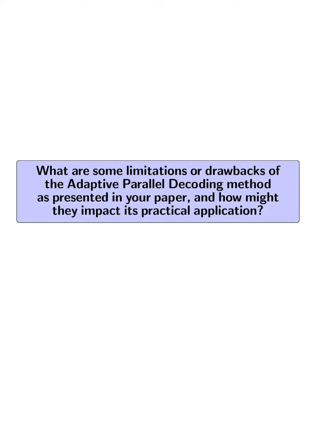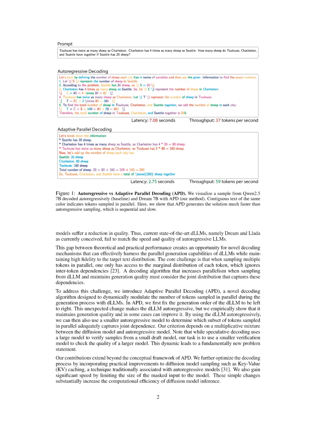What are some limitations or drawbacks of the adaptive parallel decoding method as presented in your paper, and how might they impact its practical application? The adaptive parallel decoding (APD) method, while offering significant improvements in throughput, has notable limitations that could impact its practical application. Firstly, the method relies on a smaller autoregressive model to evaluate the likelihood of sequences, which may not always accurately capture the joint dependencies between tokens, potentially leading to suboptimal generation quality.